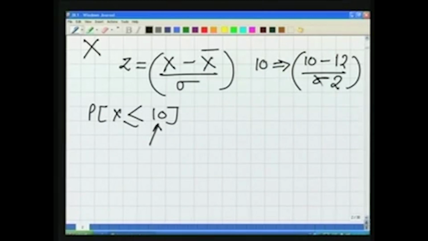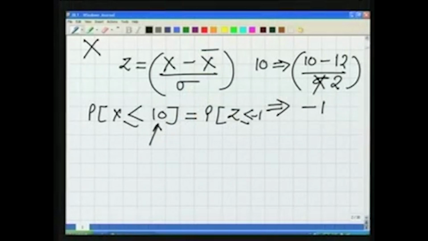This value is 2. So we can write the equivalent value as minus 1. So what we can write this as? This probability is the same as, in the case of our standard curve, Z being less than or equal to minus 1. Now what is this, Z being less than or equal to minus 1?